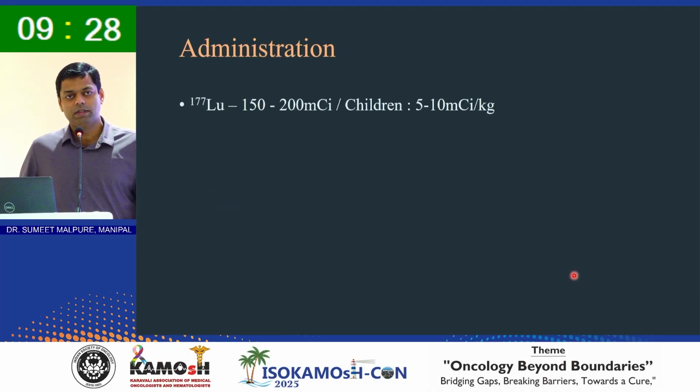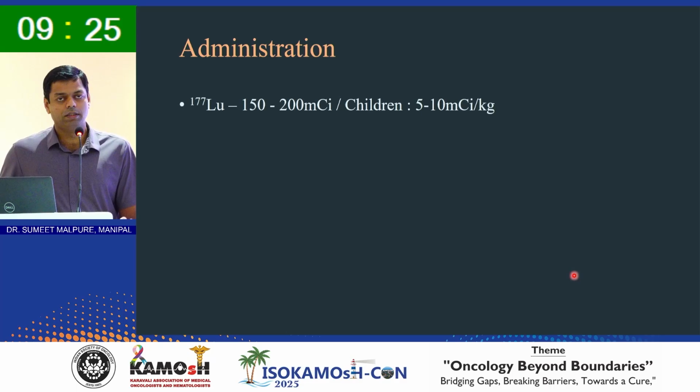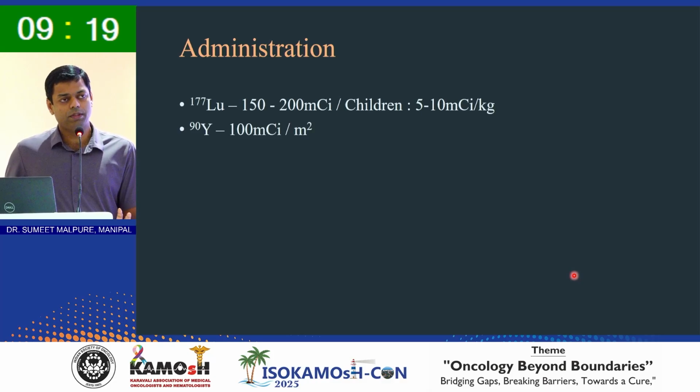How do we administer? So we have 2-3 agents. One is lutetium-177, which is what is there in the guidelines. Yttrium was used earlier. Now yttrium is not used because of the renal injury. Lutetium causes significantly less renal toxicity. And the third, newest one is actinium-225. This is an alpha emitter.